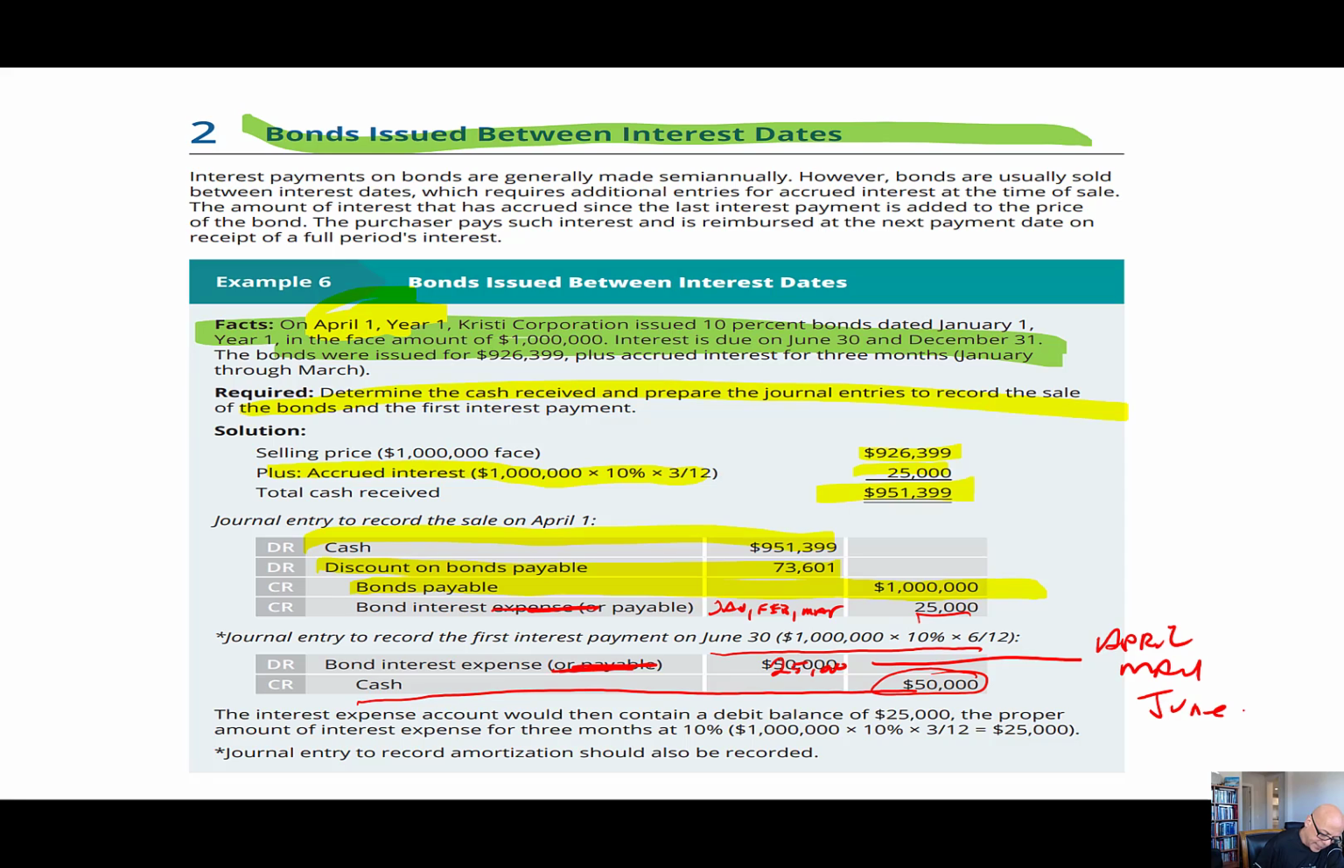And then I got to squeeze in here somewhere. You would also debit bond interest payable, $25,000. That's $25,000. Let me get rid of that line.